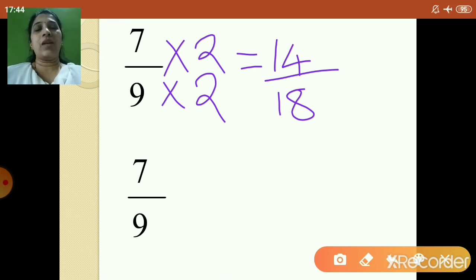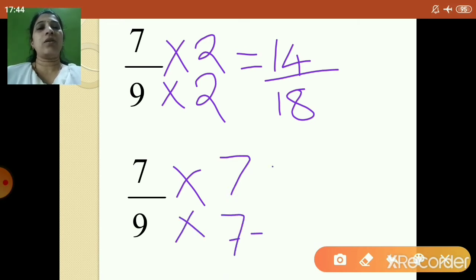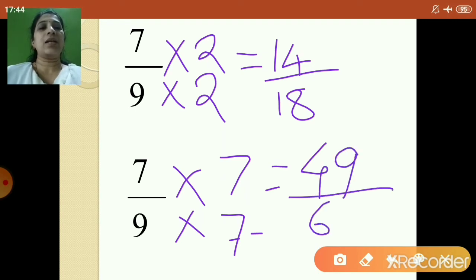So for the second equivalent fraction, I will take 7 upon 9 into 7, right? And 9 into also 7. So 7 7s are 49 and 9 7s are 63. So the two equivalent fractions are 14 upon 18 and 49 upon 63. These are the two equivalent fractions for the fraction 7 upon 9. Right children? So let's move to the next one.